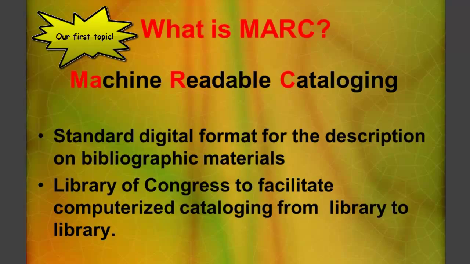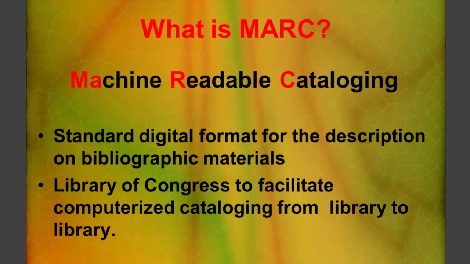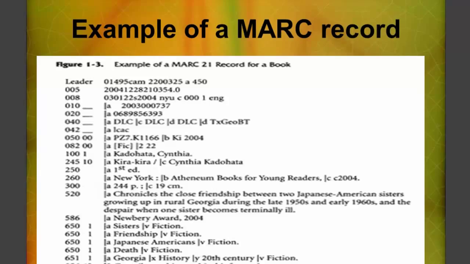MARC is an acronym for Machine Readable Cataloging. Basically it's just a digital code for describing books, DVDs, maps, kits, any other item in our records for our computer system. The Library of Congress is the entity which facilitates computerized cataloging. This is an example of a MARC record.